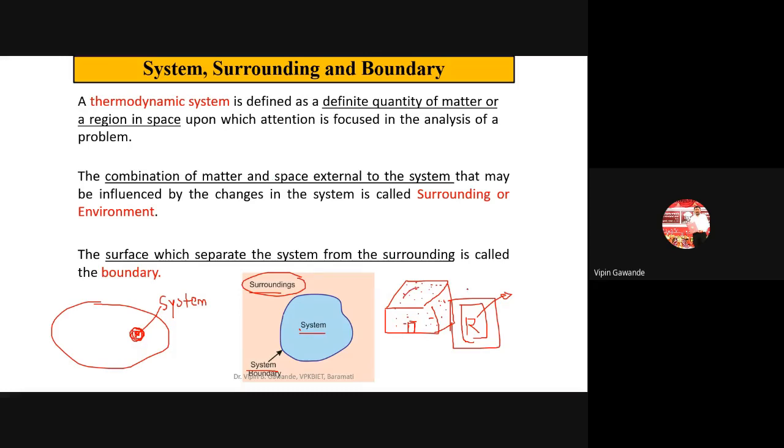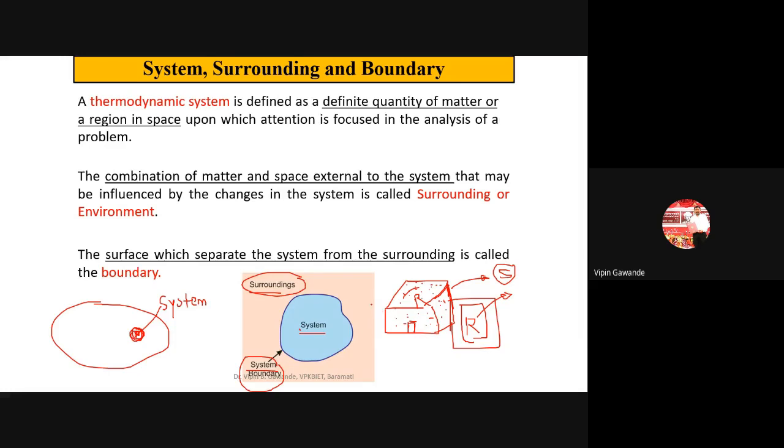Now everything which is outside your room, if you see the outside, everything there we call the surrounding. Your room and the surrounding are separated by the walls of this room, and we call that the system boundary. So these are the simple definitions of system, surrounding and system boundary.